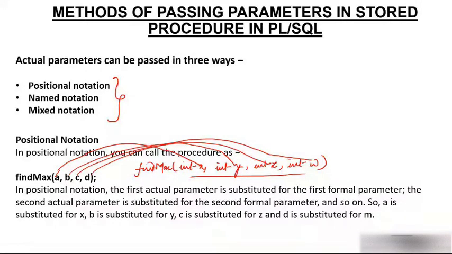So when you call a function using positional notation, actual parameters will be correspondingly passed to formal parameters. That is, in positional notation, the first actual parameter is substituted for the first formal parameter. You know that when we are calling a function, the calling parameters are called actual parameters, and the ones in the called function's body are called formal parameters. You have learned all these things in C language or any other language. So the second actual parameter is substituted to the second formal parameter, and so on. Fine, so this is positional notation.